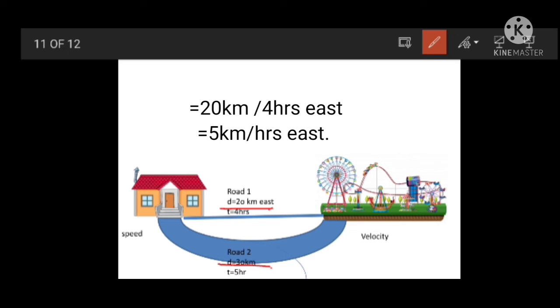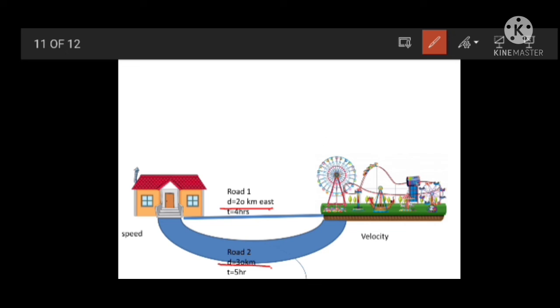What information are we getting here? We can say that you are traveling with a speed of 5 km per hour in the east direction. The amusement park is in your east direction. So this is velocity. Speed plus direction is velocity.